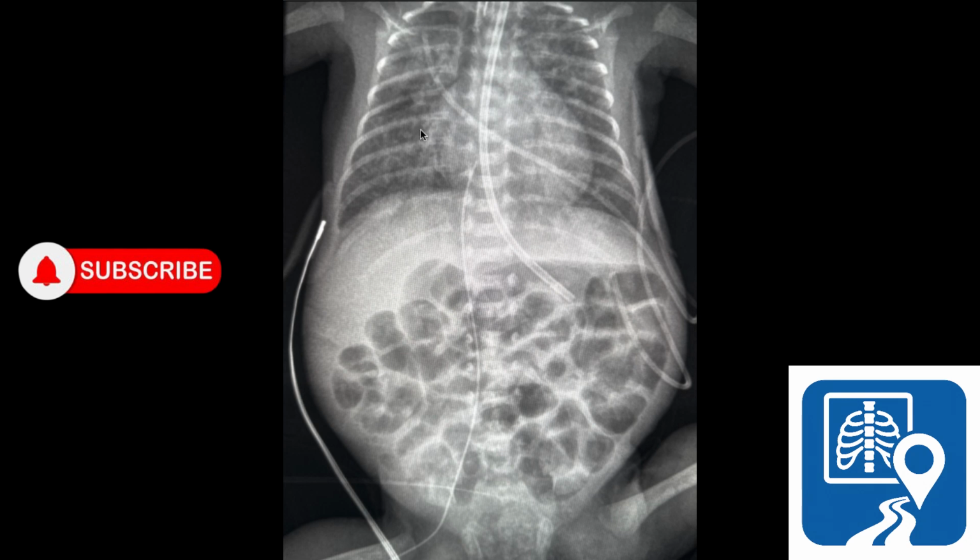So overall with this, most likely premature baby, we see signs of RDS with diffuse bilateral hazy opacities, and otherwise the rest of the X-ray is unremarkable.